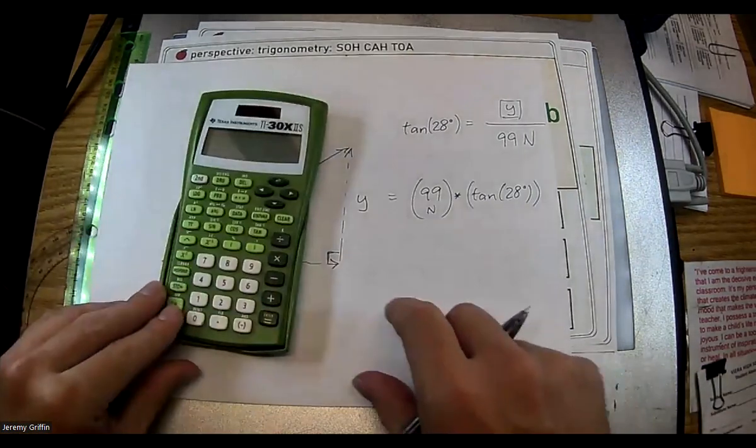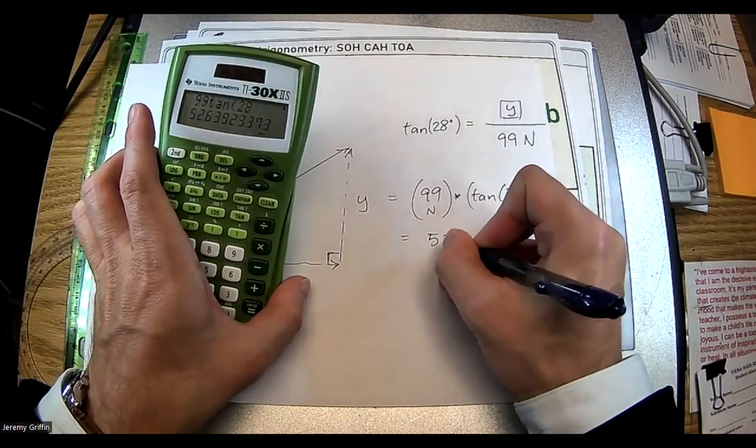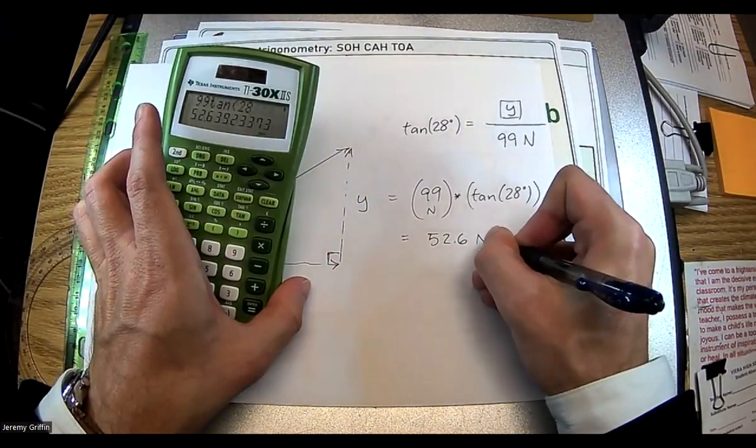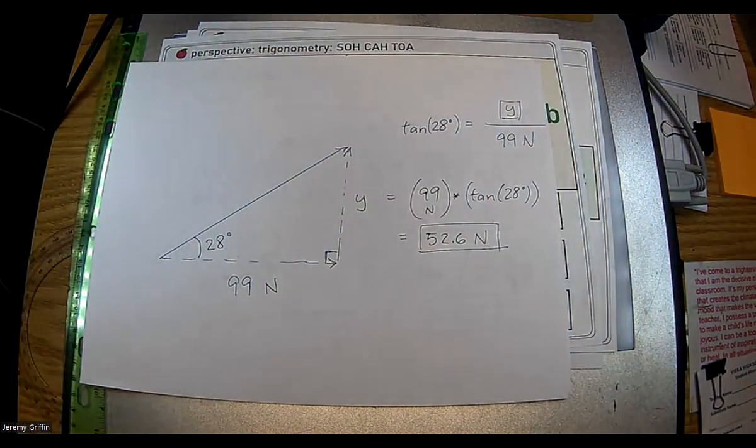Okay. Let's try it out. 52.6 is the number. I went with newtons, so let's go with newtons. That was good.